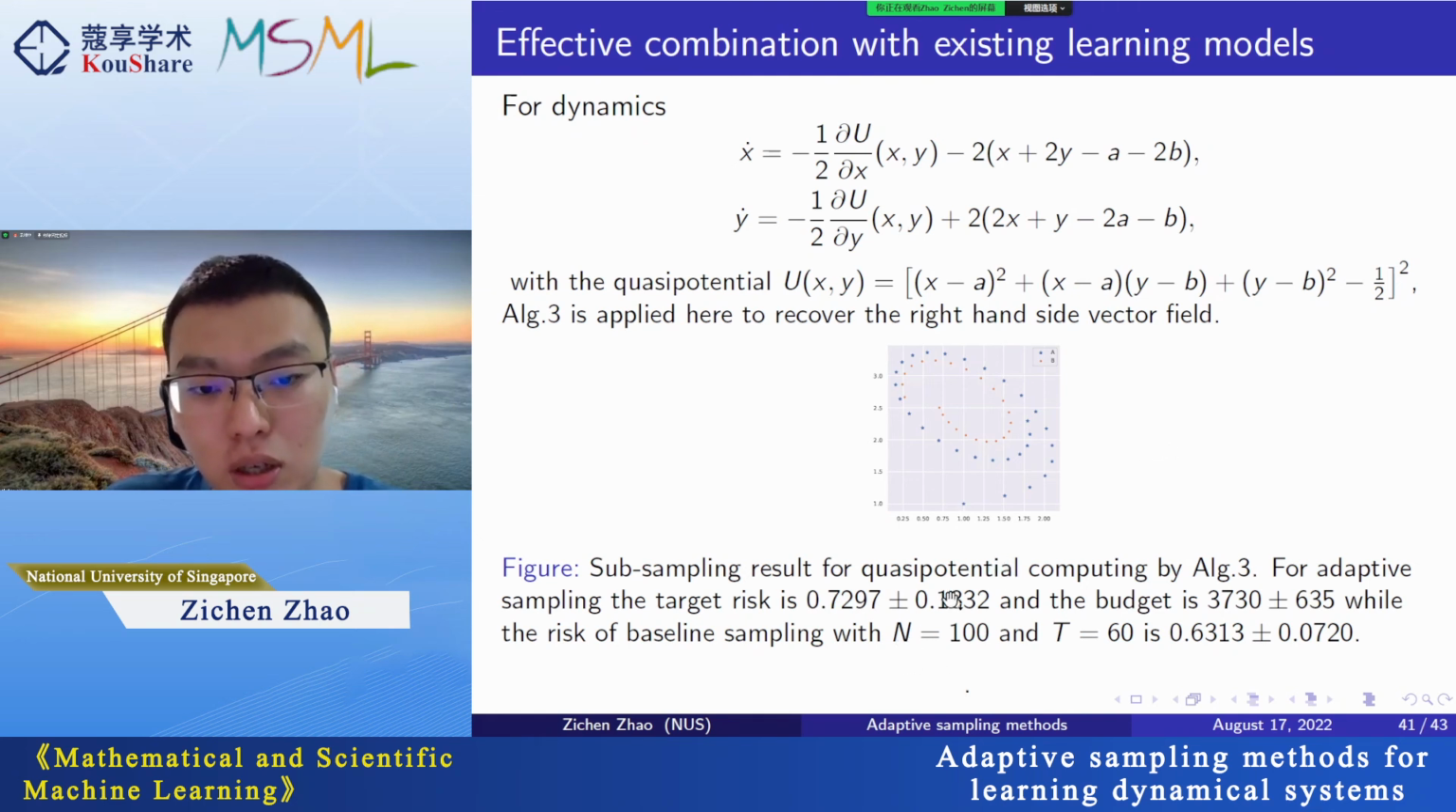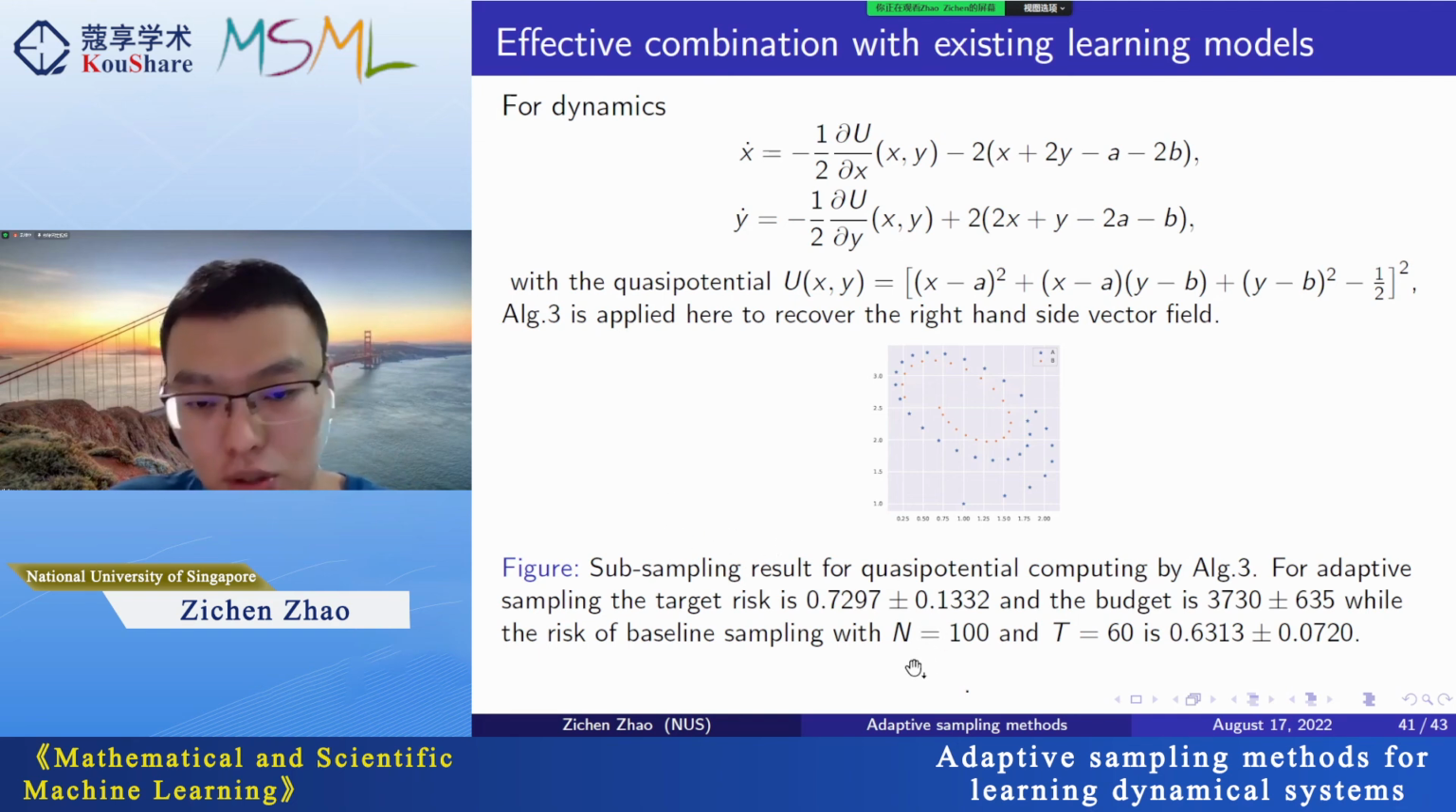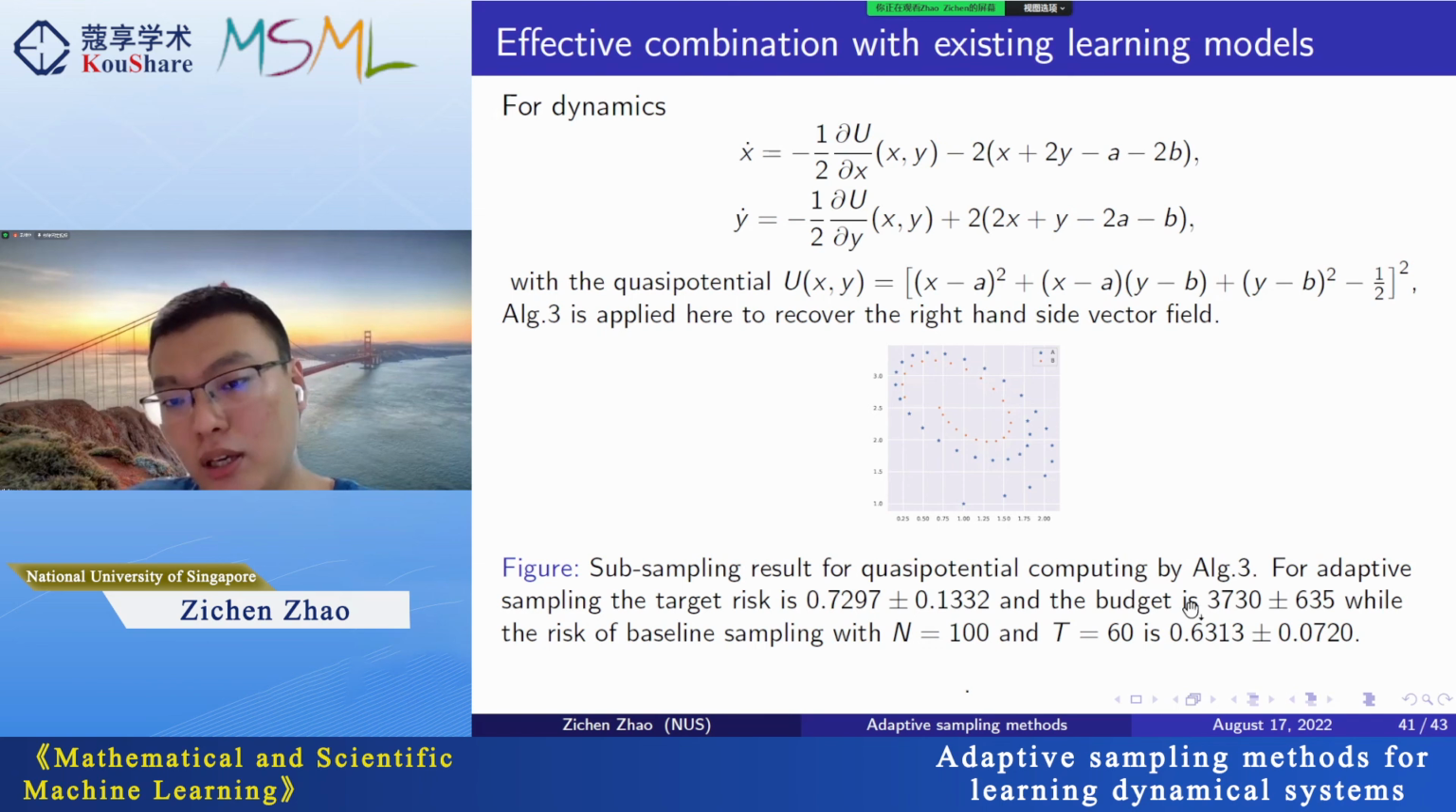So here, the initial starting point number n is selected as 100, and we use a subsampling strategy for the large n. So we divided the n into 15 groups, and each time we apply algorithm 3 for two trajectories. And we can see our budget is much smaller than the baseline sampling one.